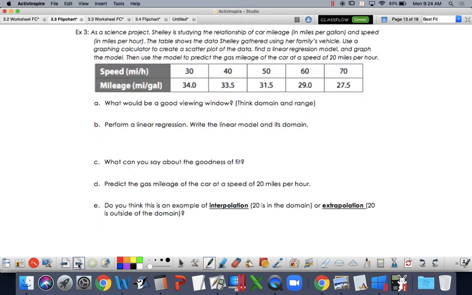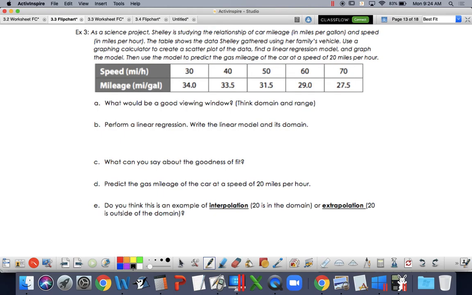So everybody turn to this example here. Our good old friend Shelley. Shelley has a less morbid setup than what Ms. Sedlick had here. She is studying the relationship of car mileage and speed. This table shows the data that Shelley gathered using her family's vehicle. Use a graphing calculator to create a scatter plot, find the linear regression, all that kind of fun stuff.